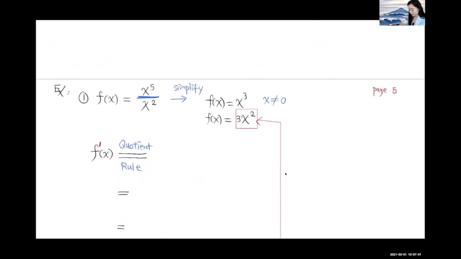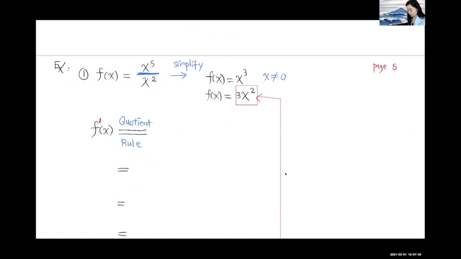Okay, now let's use this quotient rule to differentiate this quotient, okay? Now let's first simplify this. Simplify this, we got x cubed. The derivative of x cubed is 3x squared. Now let's use the quotient rule, see if we come up with the same answer here. So according to the quotient rule, so what do we get here? So what's in the denominator? It's the square of the denominator, right? So square of x squared. Now up here, what should I put?